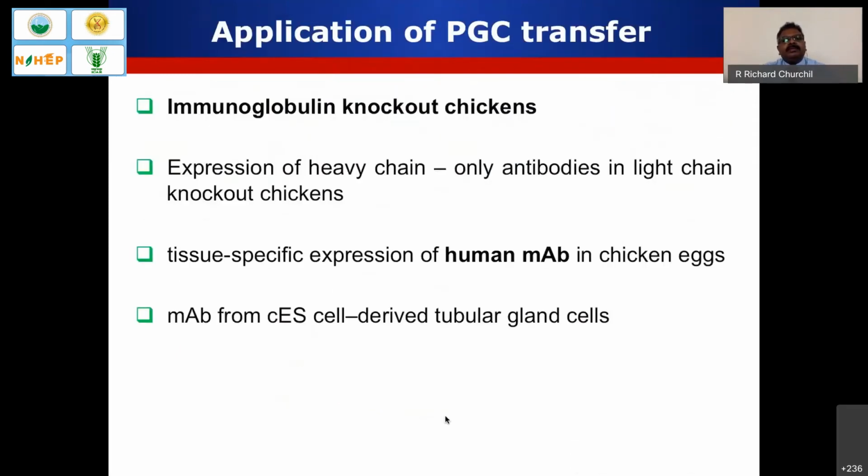So these primordial germ cells can be used for producing many pharmaceutically important molecules, biomolecules, which can be used for treatment, therapy for human diseases.